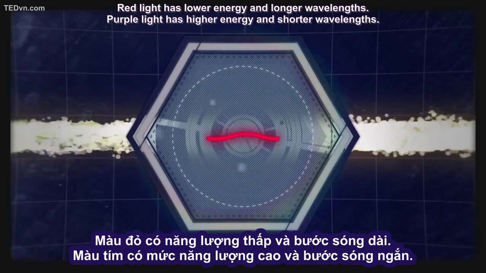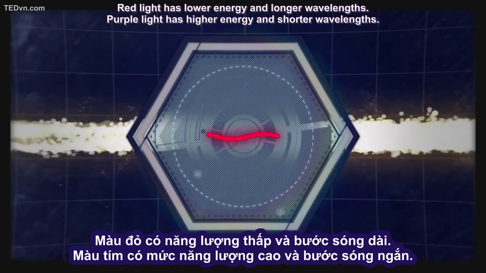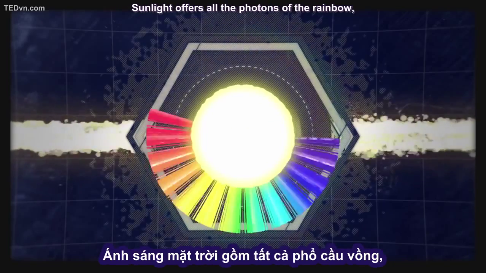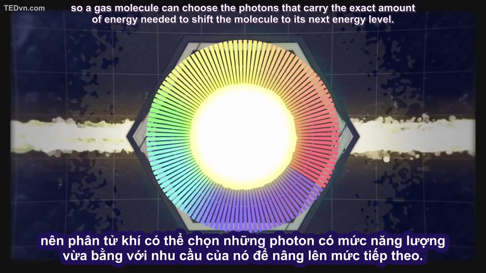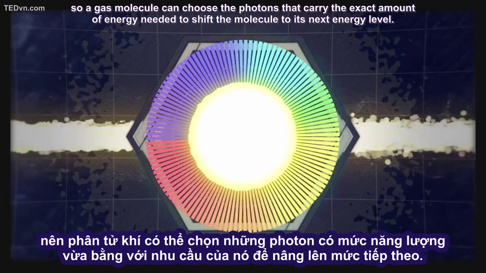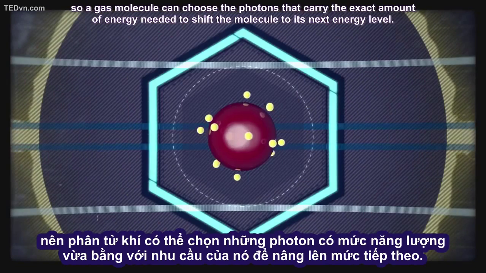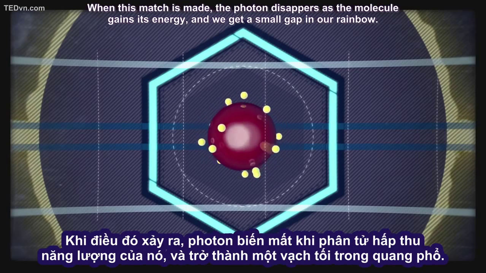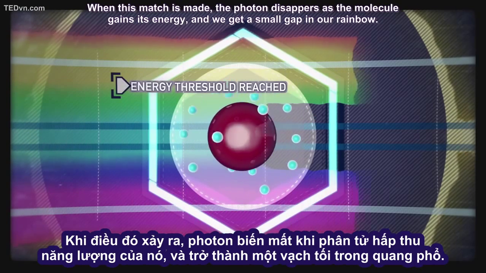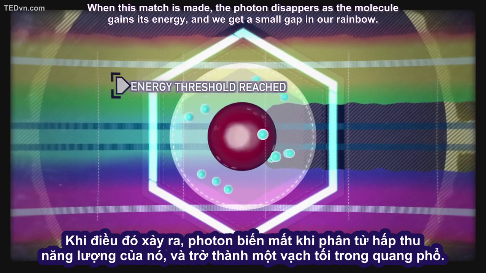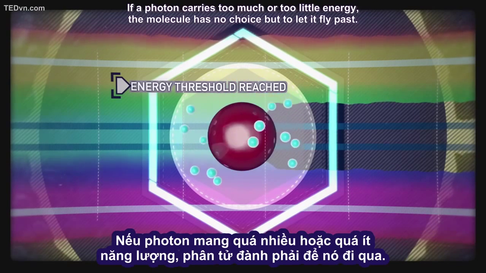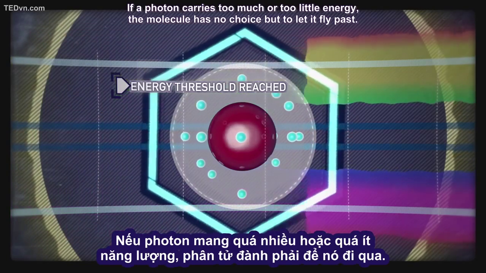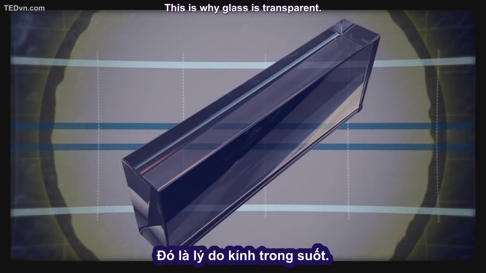Red light has lower energy and longer wavelengths. Purple light has higher energy and shorter wavelengths. Sunlight offers all the photons of the rainbow, so a gas molecule can choose the photons that carry the exact amount of energy needed to shift the molecule to its next energy level. When this match is made, the photon disappears as the molecule gains its energy, and we get a small gap in our rainbow. If a photon carries too much or too little energy, the molecule has no choice but to let it fly past. This is why glass is transparent.